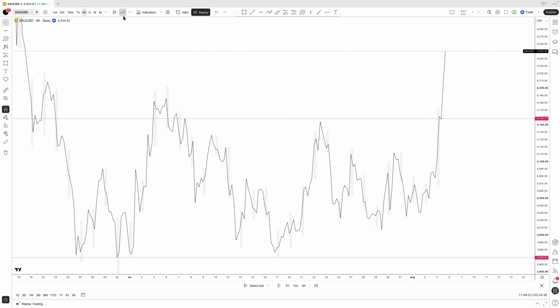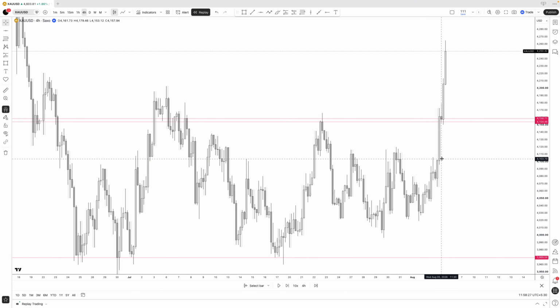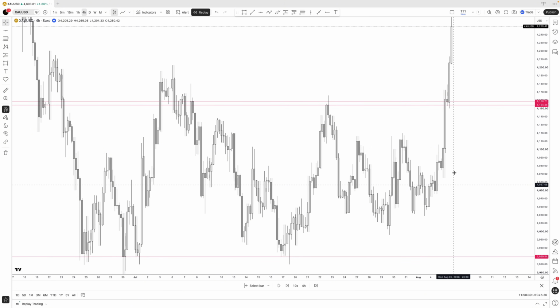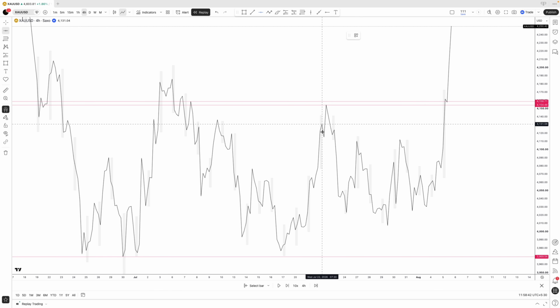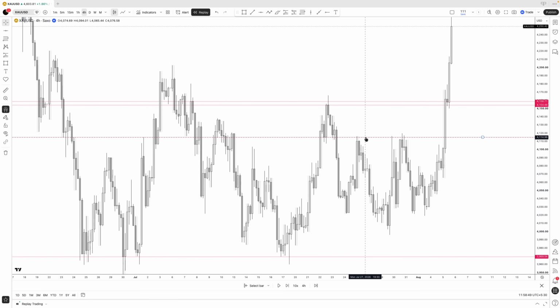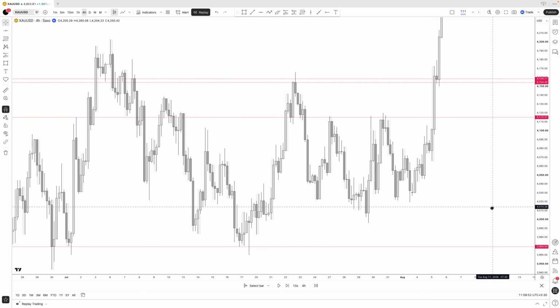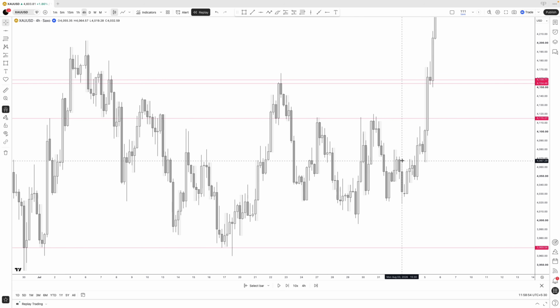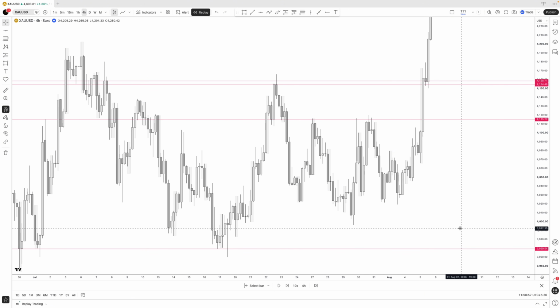And then when a resistance breaks, even this right here was a resistance. When a resistance breaks, it will later be used as a support. So price traded through it, retraced back down into it, and then it started pushing higher. So the same thing happens when a support breaks. So this right here was previously a support, and when a support breaks, it can later be used as a resistance.